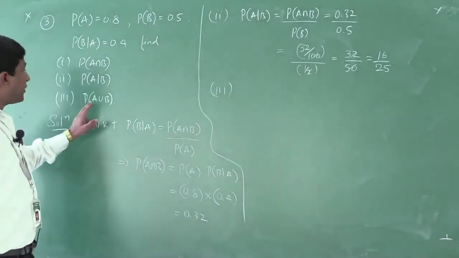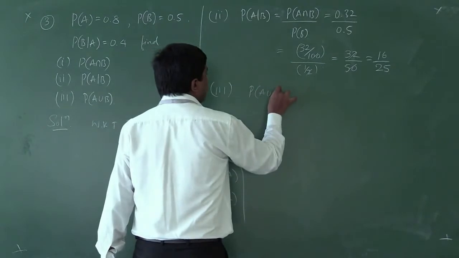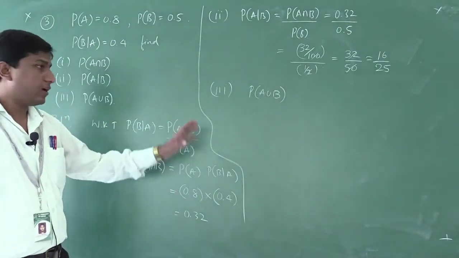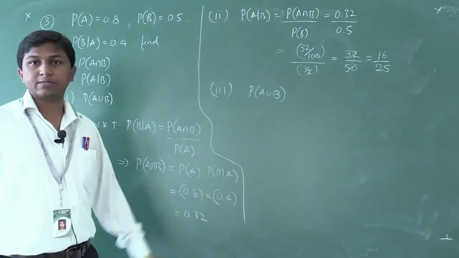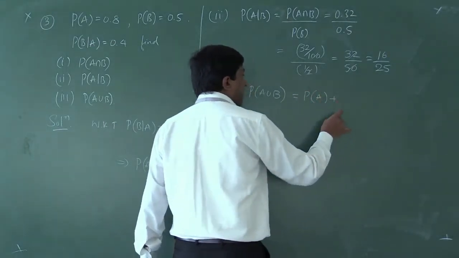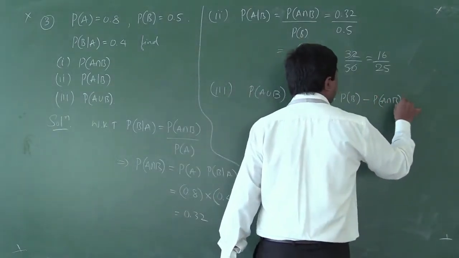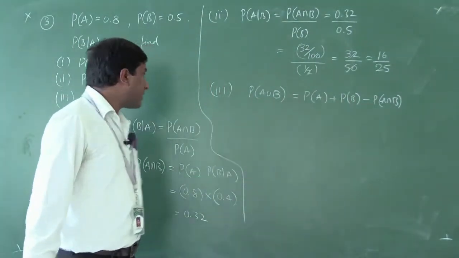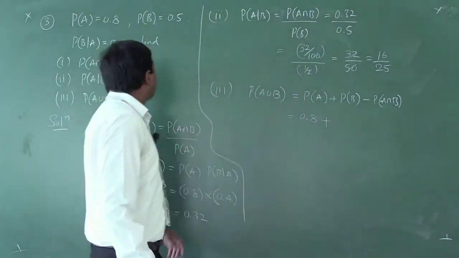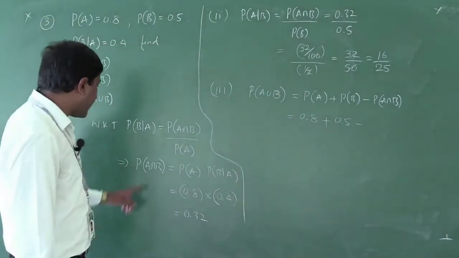The third one, we need to find out the value of P of A union B. What do we know about the result P of A union B? In first year PUC, we know the result P of A union B equals P of A plus P of B minus P of A intersection B. We'll use that. What is the value of P of A? It is 0.8, plus what is the P of B value? It is 0.5, minus what is the value of P of A intersection B?